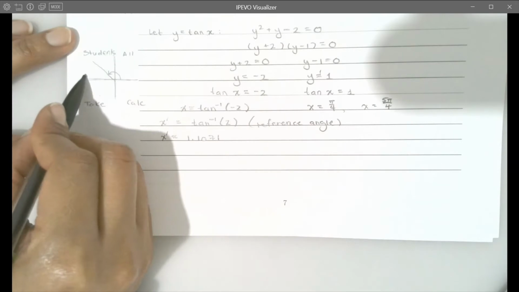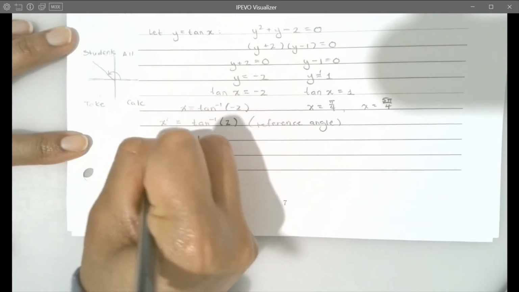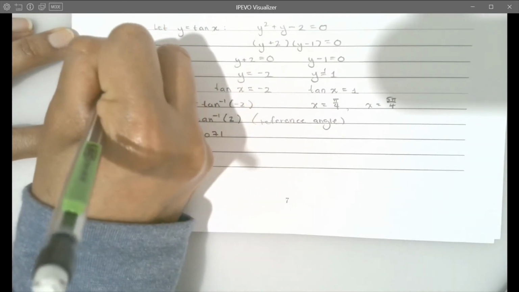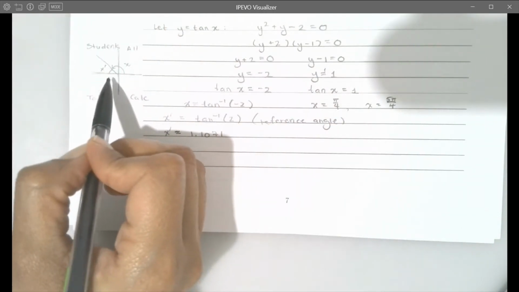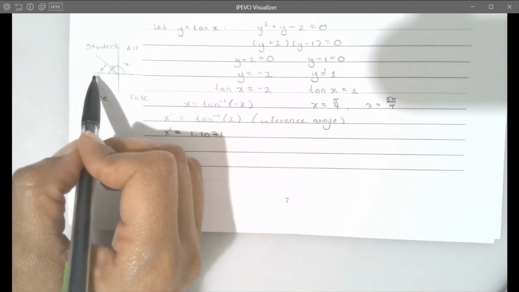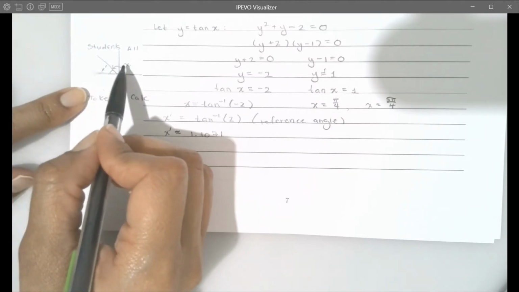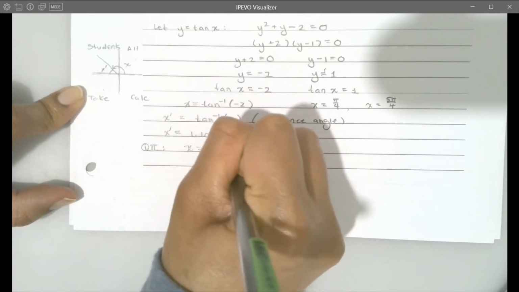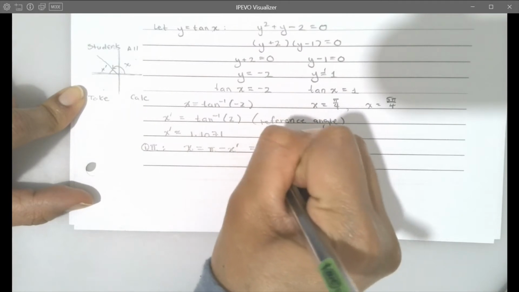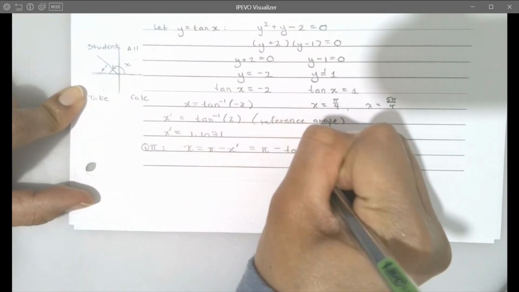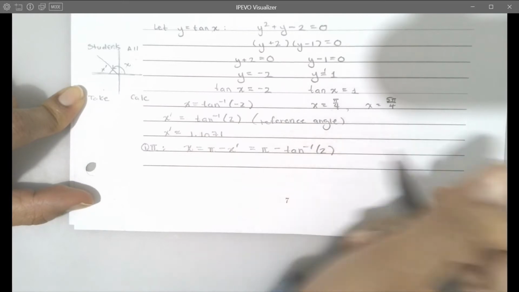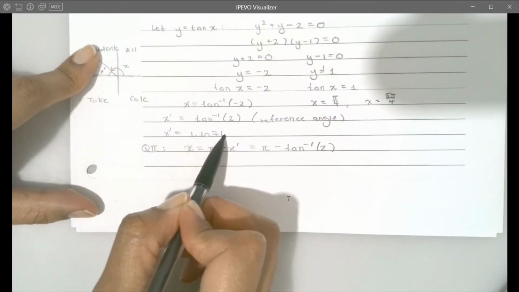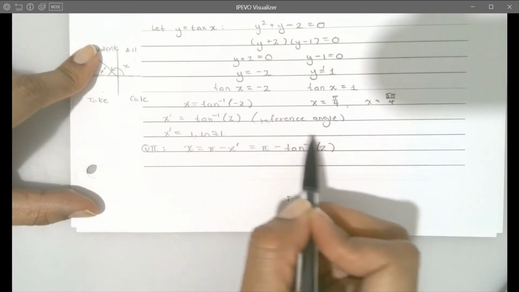So in quadrant number 2, the way that we obtain the angle from the reference angle would be to take 180, or in this case pi radians, subtract away the reference angle, and that would give us x. So that means that x is going to be pi minus the reference angle, and that'll be pi minus tan inverse of 2, which we approximated to be 1.1071. But I'll write it this way, and I'll punch it into the calculator as a whole.